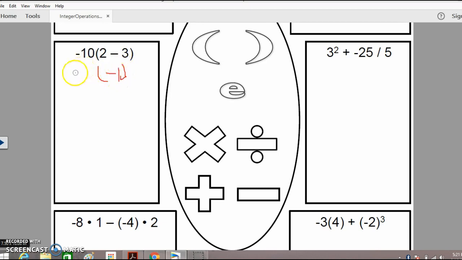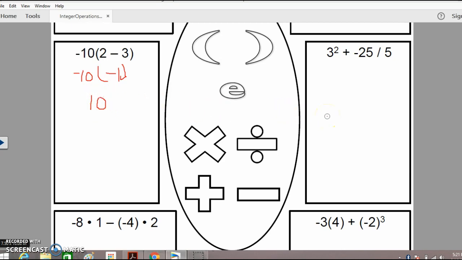Oh gosh, that's a parenthesis. I'm not really sure what's going on with me today. Must have been a long day with my 7th grade. -10 times -1 is positive 10 because a negative times a negative is a positive.